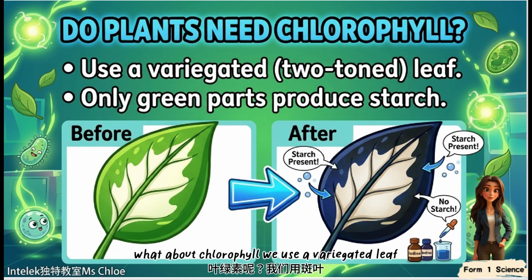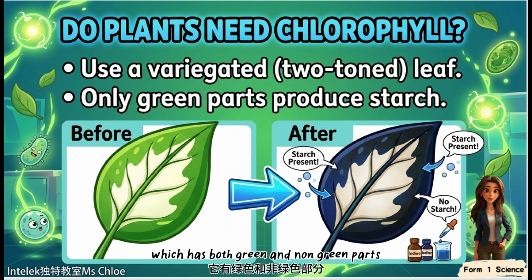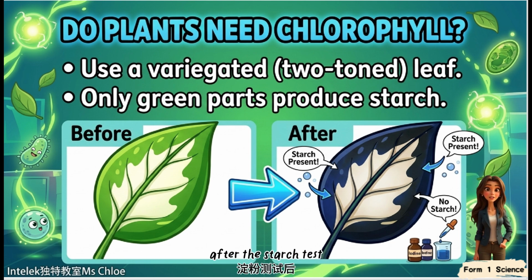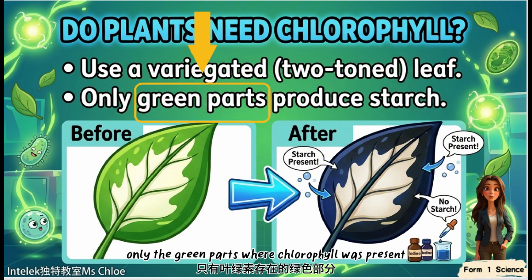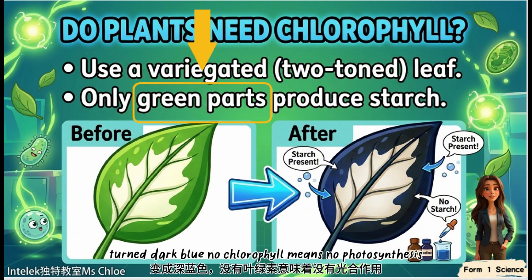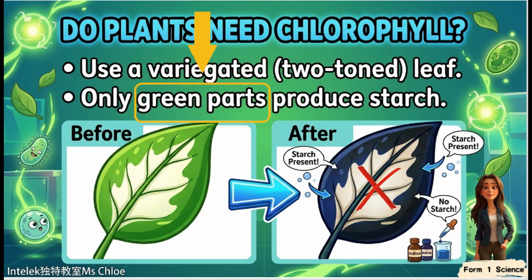What about chlorophyll? We use a variegated leaf, which has both green and non-green parts. After the starch test, only the green parts, where chlorophyll was present, turn dark blue. No chlorophyll means no photosynthesis.